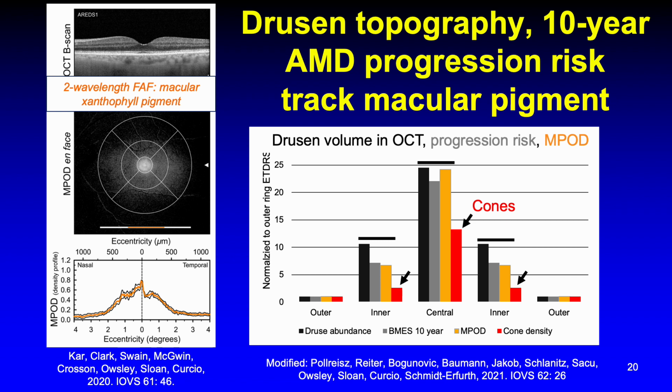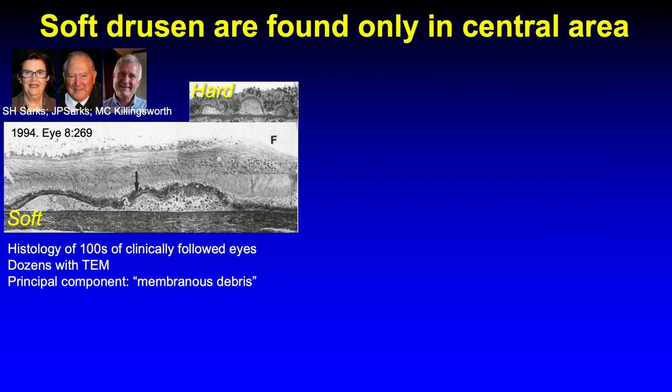The cones are highly concentrated in the center, but the profile of progression risk is broader than the cone peak, as is the abundance of soft drusen. These are better matched to the macular xanthophyll pigment.